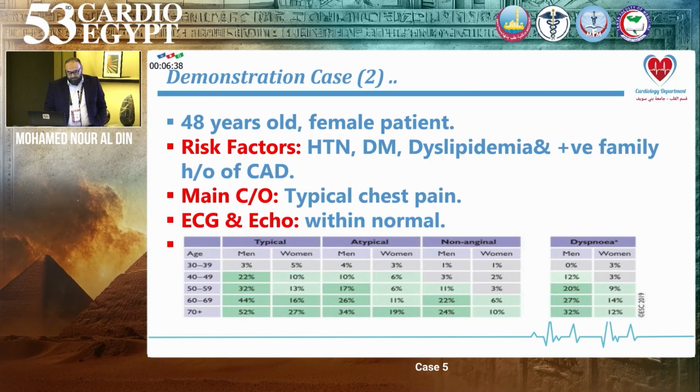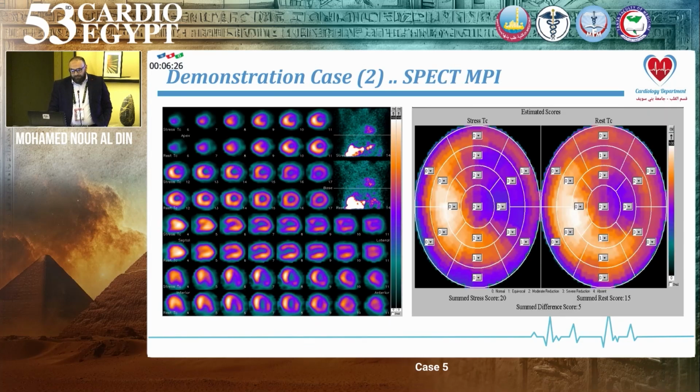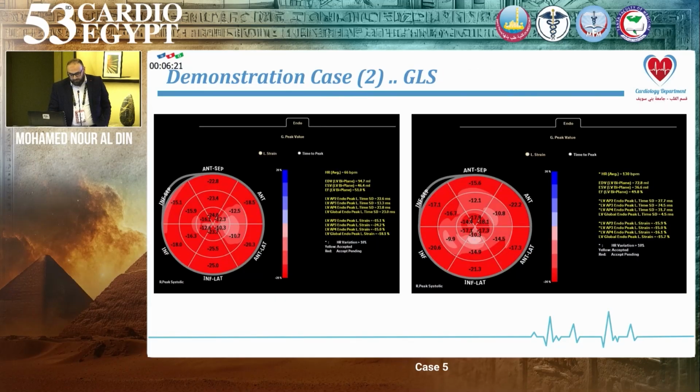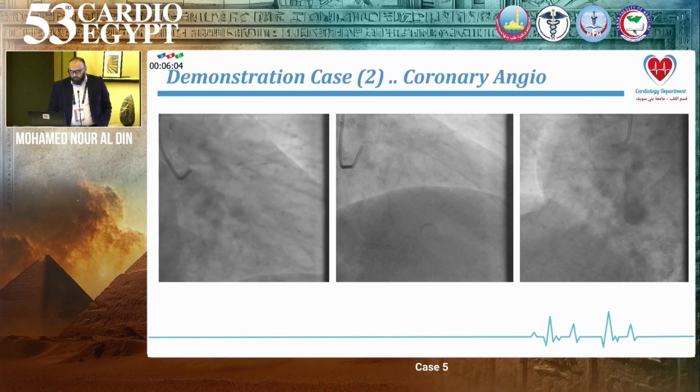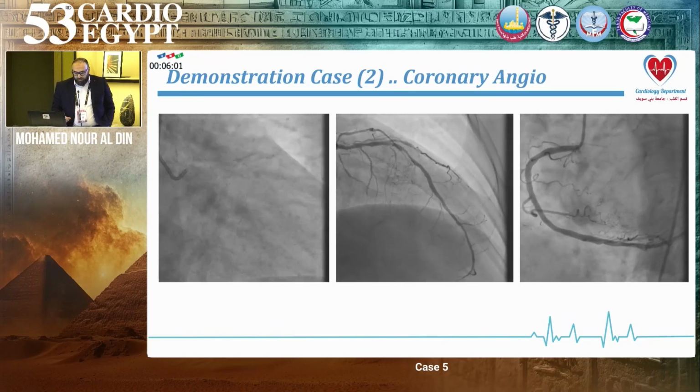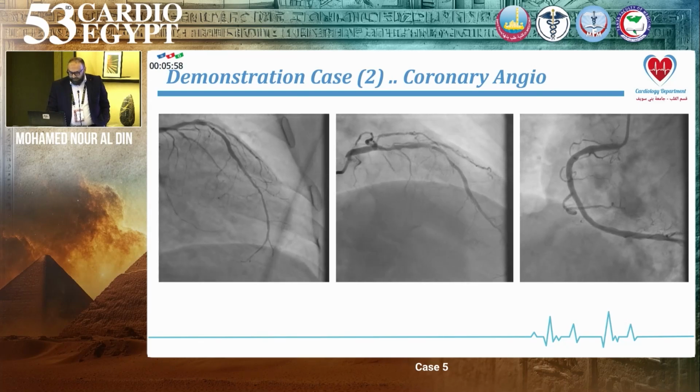On the other hand, we have another female patient, 48 years old, hypertensive, diabetic, dyslipidemic, with a positive family history of coronary heart disease, presenting with typical chest pain, pretest probability about 10%, and we have a positive perfusion study. The rest study was more or less normal, -18 or -19. At peak stress, the global longitudinal strain dropped significantly to -15.7. This is the coronary angiography, showing significant coronary disease in the LAD and LCX.